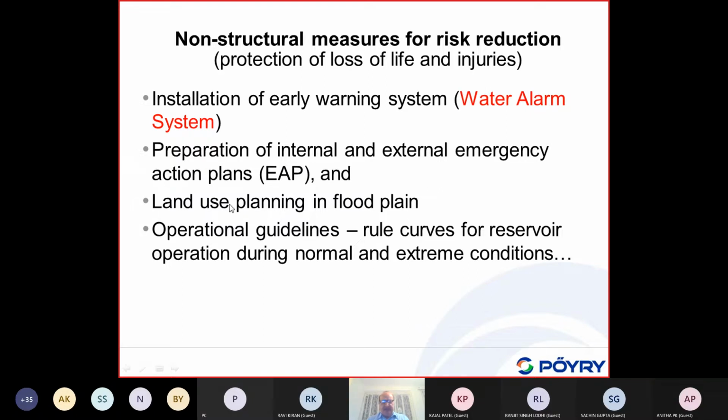Then there is land use planning in a floodplain. We had a case where people were building a water treatment plant with hazardous chemicals near the river. So we basically told them it is better to build this water treatment plant 20 meters higher up, then it would not be affected by a flood wave caused by breach of a reservoir.